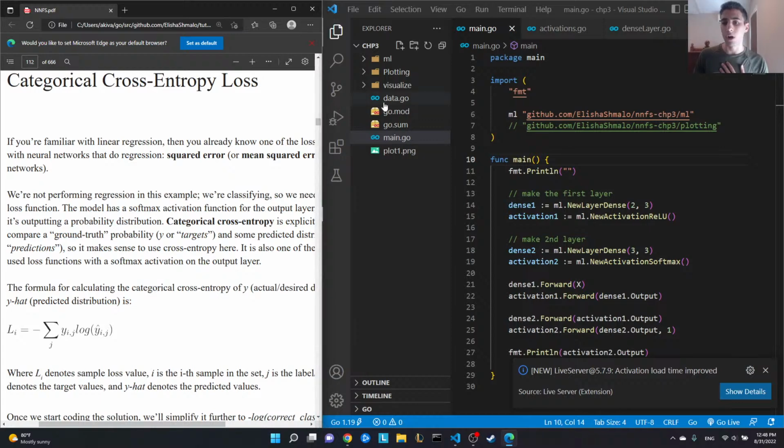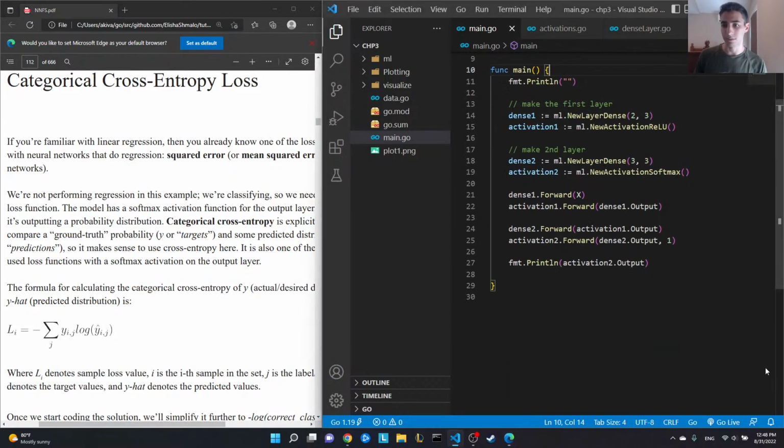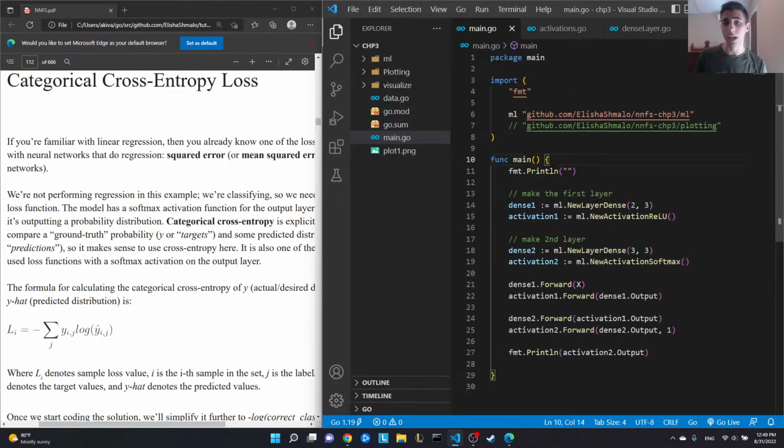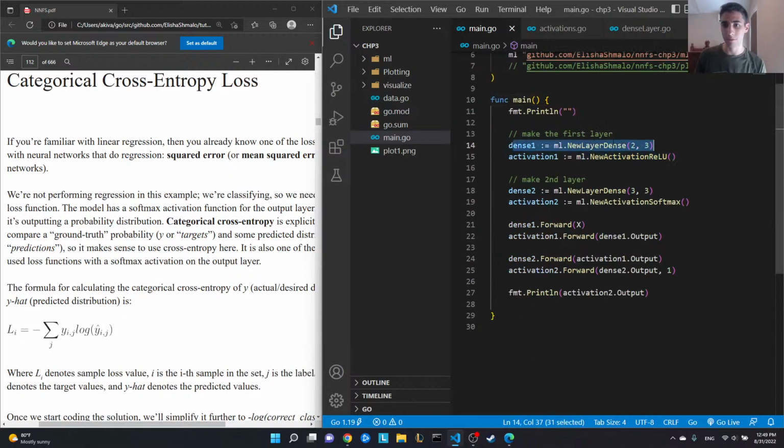In the last video, we talked a little bit about the softmax activation function, which is the output activation function for our neural network. Just to see what we have going here, we have our main.py where we have a dense layer that we've made. We have an activation 1, which is a ReLU activation. We have another dense layer, and then an activation 2, which will be a softmax activation.